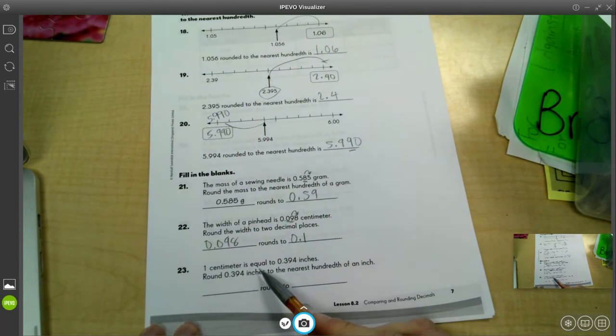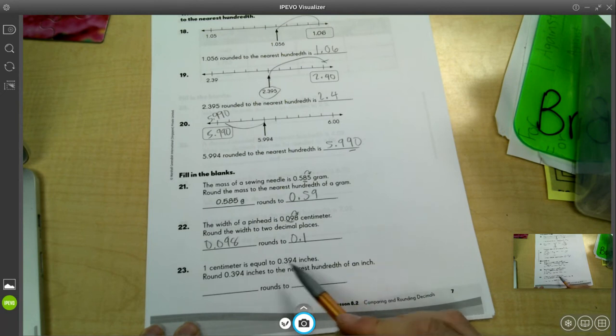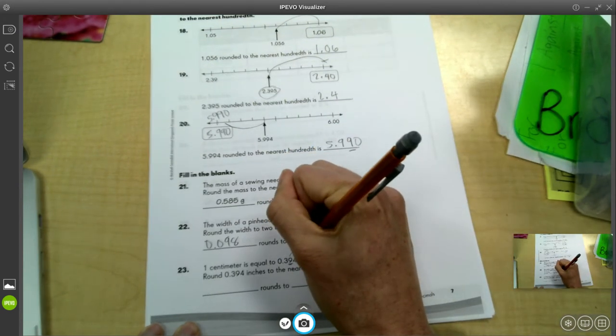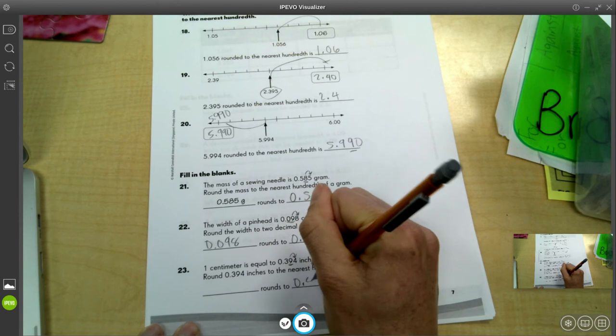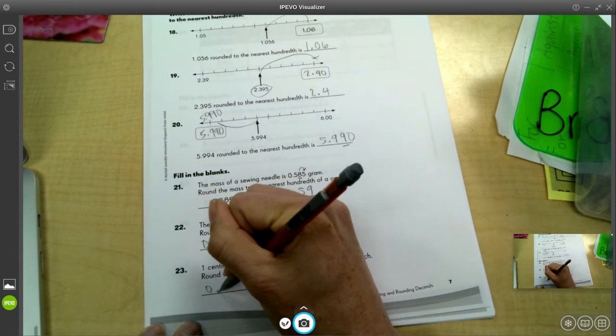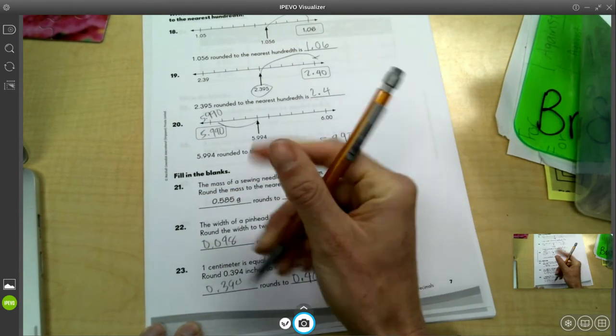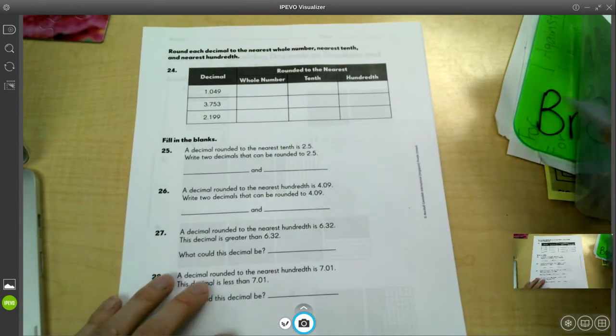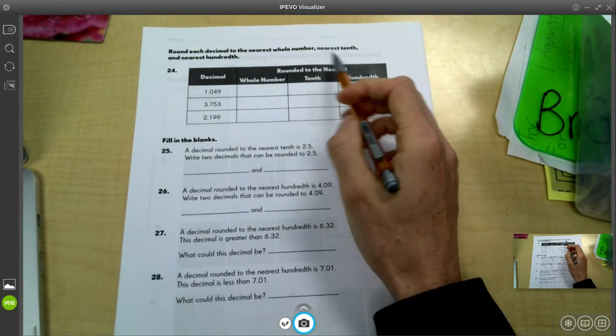All right, 1 centimeter is equal to 394 thousandths of an inch. Round 394 thousandths of an inch to the nearest hundredth of an inch. So here's my hundredth spot. I'm going to look here. It's going to bump that all the way up to 40. Excellent.